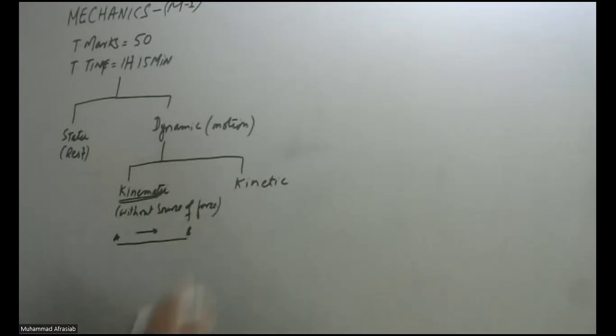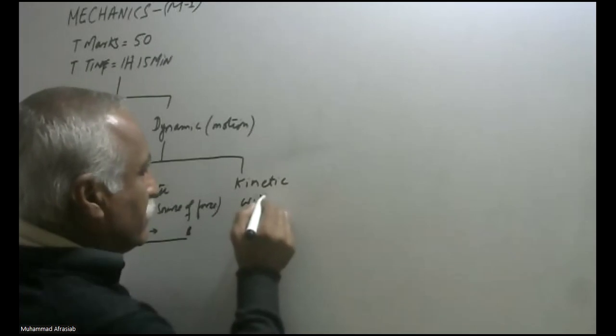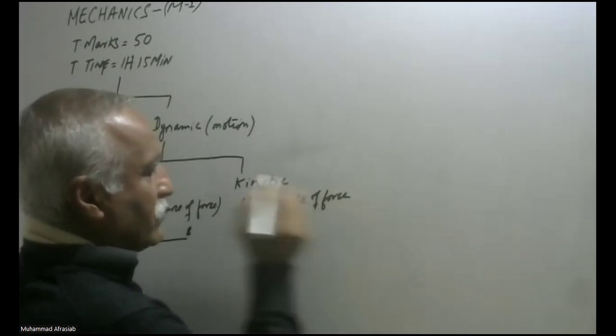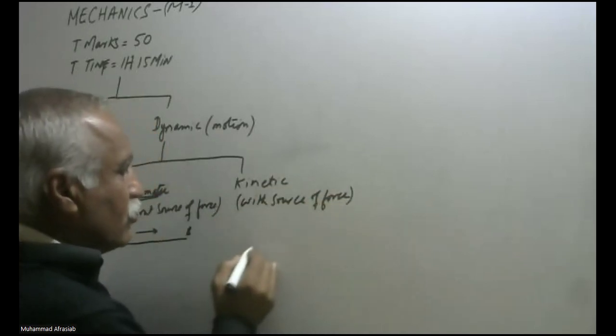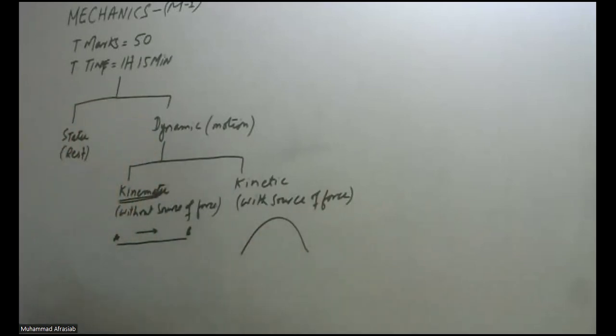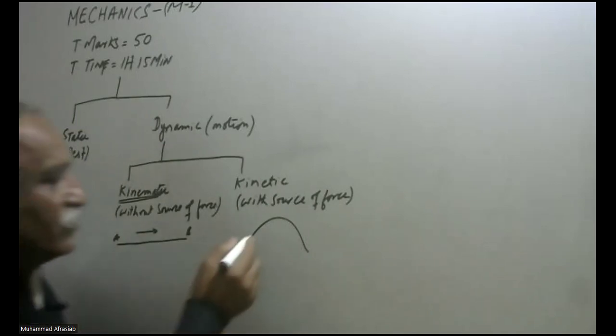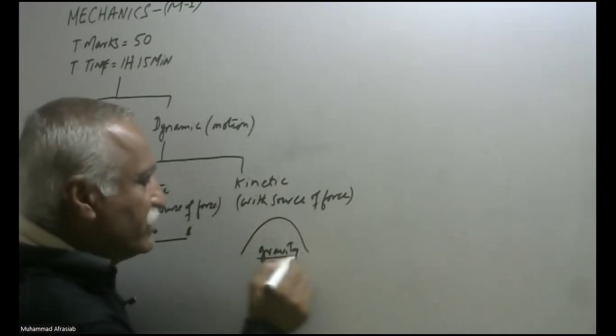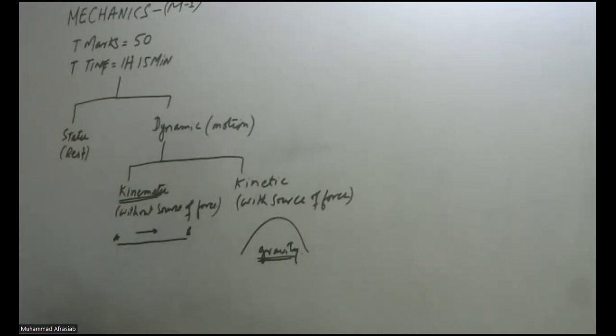And kinetic is that with source of force. Suppose you throw a ball upward or downward. You just write that the ball is thrown, but you never discuss what the source is. But we know already that the source of the force in this case is gravity. So it is moving under the influence of gravity. So this is called kinetic in mechanics, and the other branch is called kinematic.